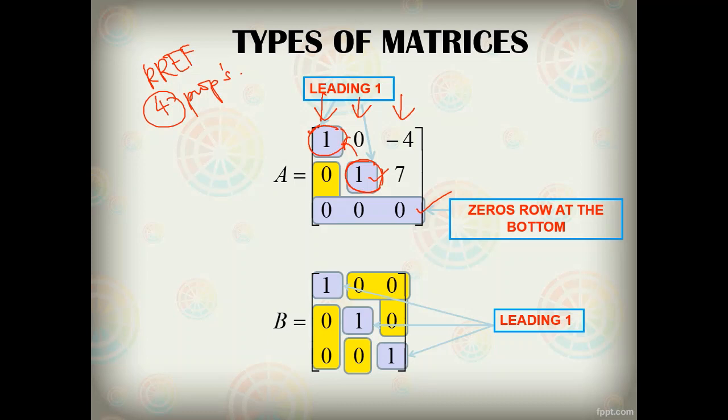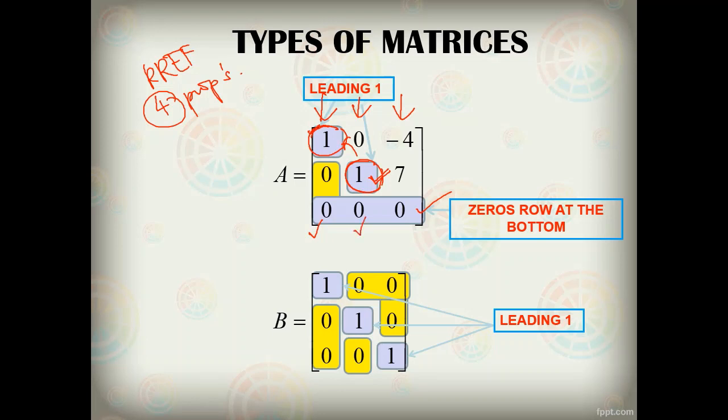Okay, look at this column. Yes, it has a leading one. So the rest of the entries of the column must be 0. So 0, 0. So check. Look at the second column. Okay, do you have a leading one? Yes, you have one over here. So make sure that the rest of the entries are 0.